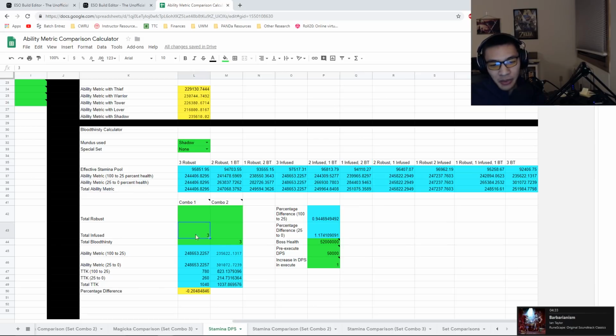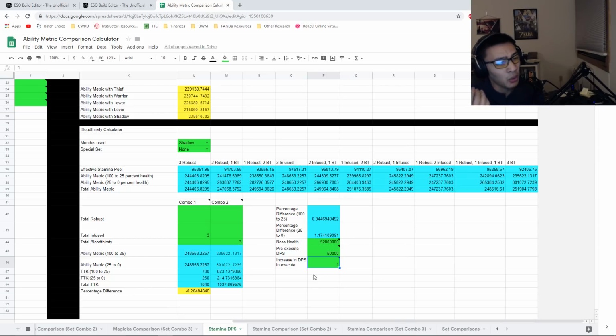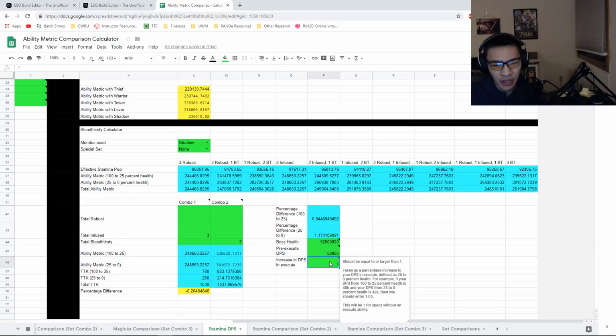And so for stamina DPS, we can see here that even if we do not see an increase in DPS in execute, typically speaking, stamina DPS will see at the very least a little bit of an increase in DPS in execute, even if you don't have an execute ability, just because of the dual-wield passives. You can see here that even if we don't have any increase in DPS in execute, Bloodthirsty is still going to be a little bit stronger here, about a 0.2% decrease in total time to kill.